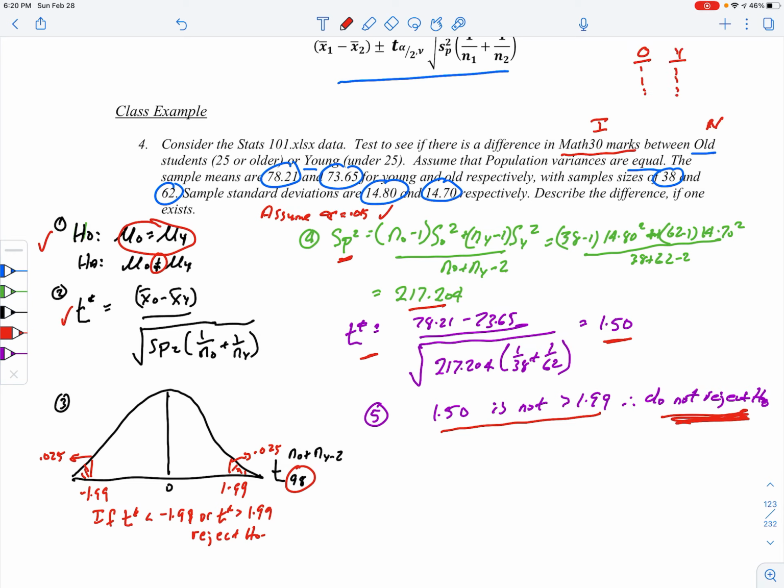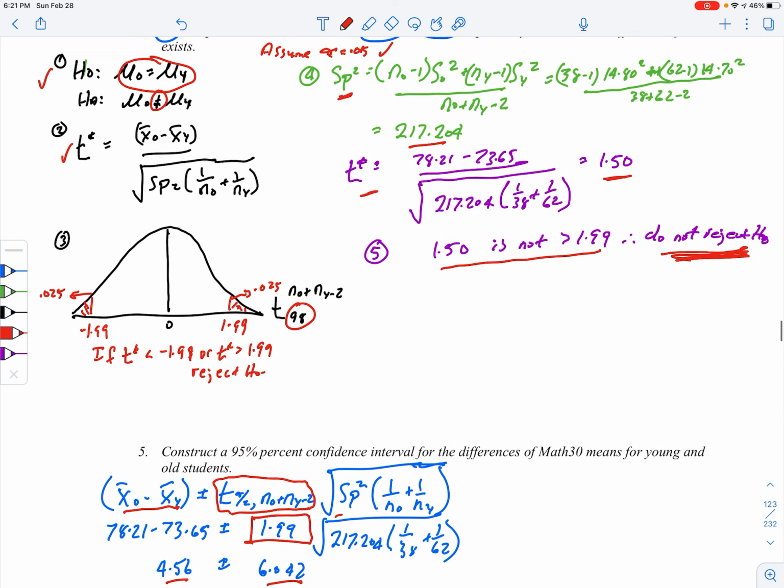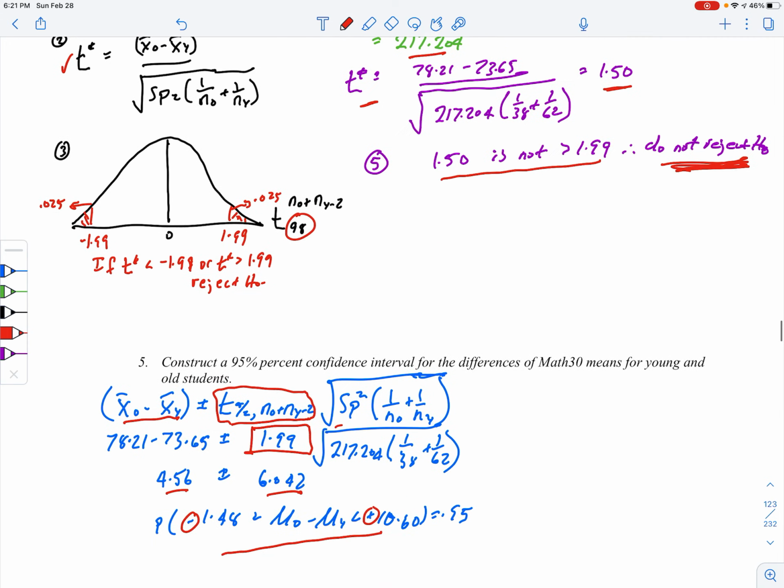Now, by the way, we had 38 and 62 in the last example. That's just by coincidence. The old people are not the smokers, and the young people are not the non-smokers. They're completely different. It's just that they turned out to be the same numbers. That's all in the last video.